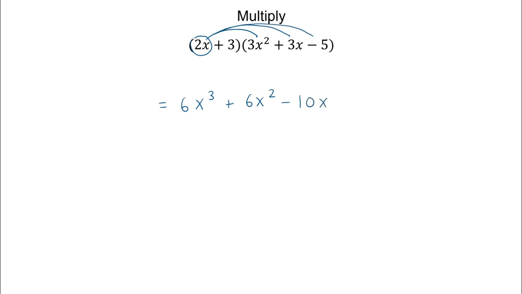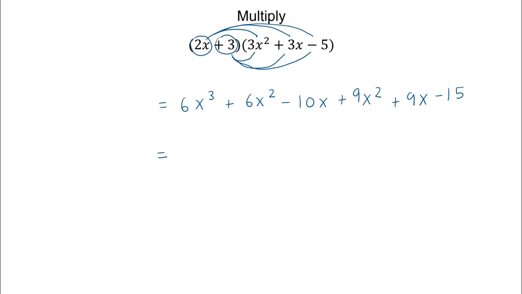Now we start the double distribution aspect of this. Now we multiply the plus 3 by the 3x squared. That gives us 9x squared. Now we multiply the plus 3 times the plus 3x, which is plus 9x. And we multiply the plus 3 times the minus 5, which is minus 15. Now combine like terms.